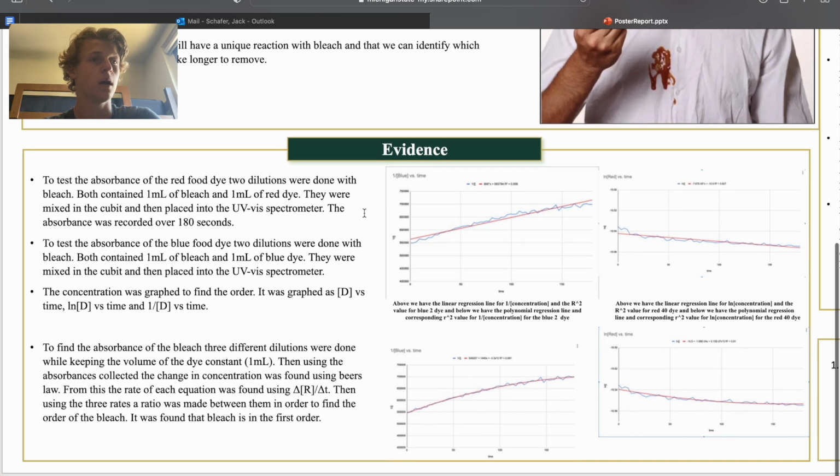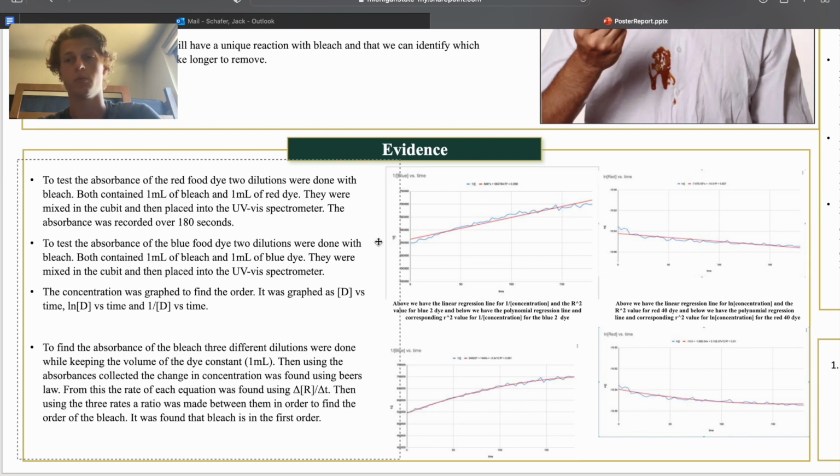Then to test the absorbance of the blue food dye, we did the exact same thing, so we did it with both dyes. Then we were able to graph the concentration, the natural log of concentration, and 1 over concentration. When we were given the absorbance through the spectrometer, we calculated the concentration using Beer's law, and we did the calculations in Excel. Previously, I linked all of our Excel sheets in our notebook, so if you want to see that, you can go back and see it.